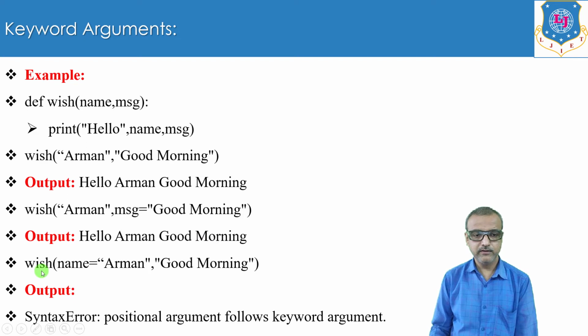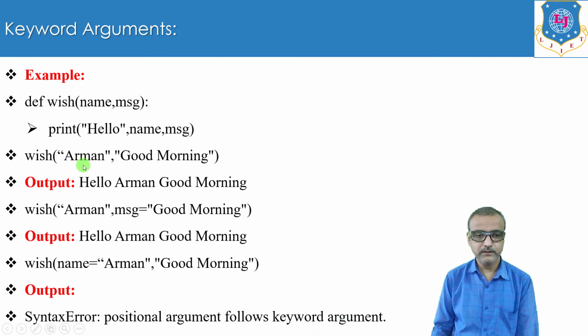Now over here once again we are calling the same function, wish name equals to Arman and then after good morning. So it will give you the error. In this case the output will be syntax error, positional argument follows keyword argument. See here first we have written keyword argument and then after positional argument, hence it will give you the error because positional argument follows keyword argument.